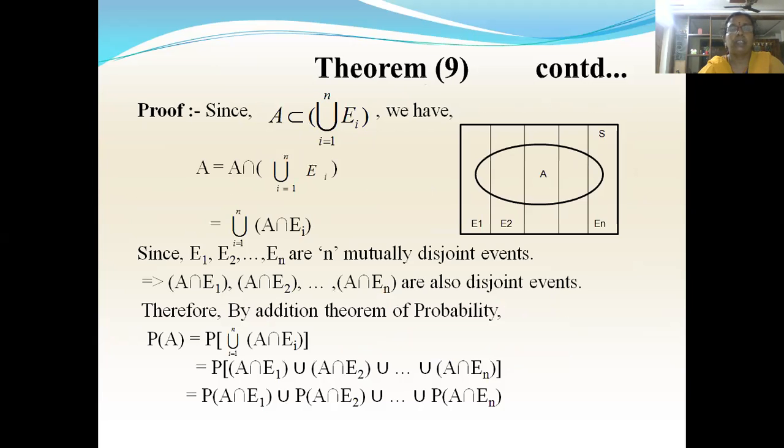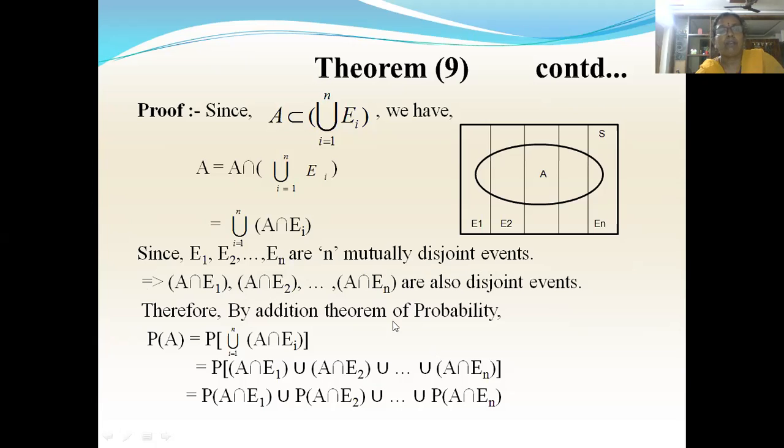Now how to prove that, we'll see here. It is given that A is a subset of the union of Ei. If you follow total probability, this proof will be easy. That means A is contained in the union of all Ei. So A is equal to A intersection the union of Ei, or taking the union outside, I'll get the union of A ∩ Ei. Now since all events E1, E2, En are n mutually disjoint events, it implies A ∩ E1, A ∩ E2, A ∩ En are also disjoint events.